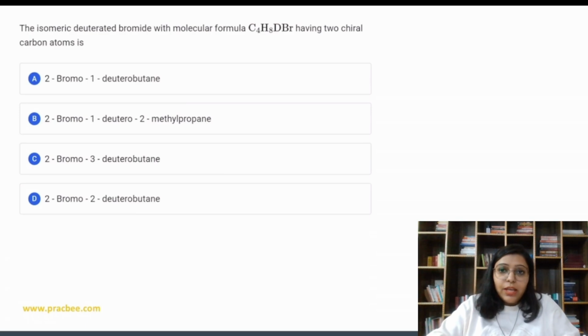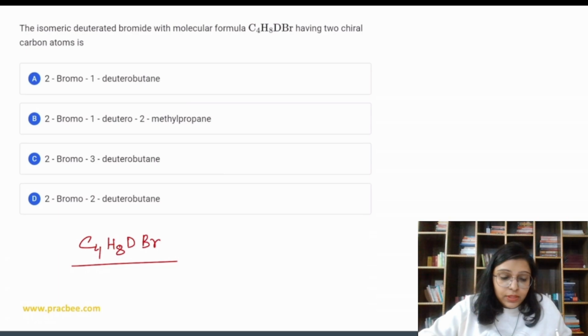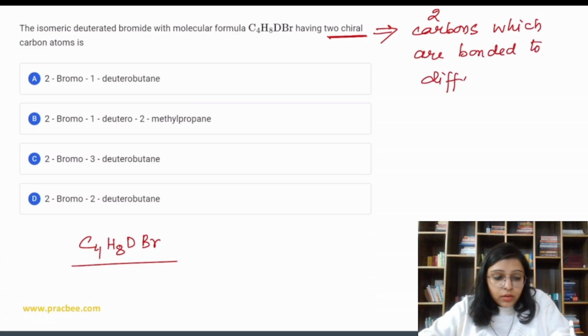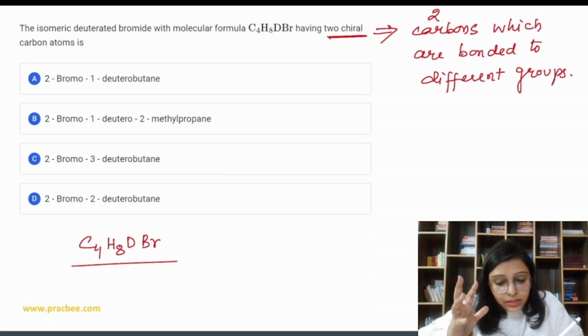The next question says the isomeric butyl bromide with molecular formula C4H8DBr having 2 chiral carbon atoms. Now, 2 chiral carbon atoms means we should be having 2 carbons which are bonded to different groups. So how to check these kinds of questions? You can easily mark the correct answer from the options given below.